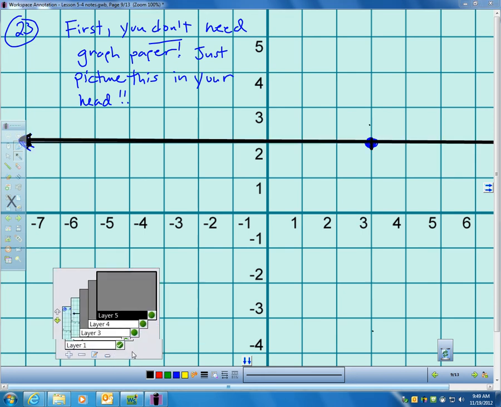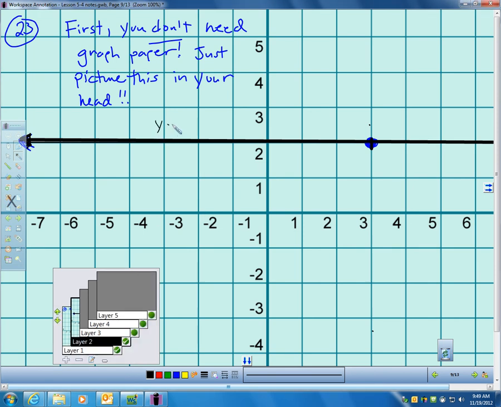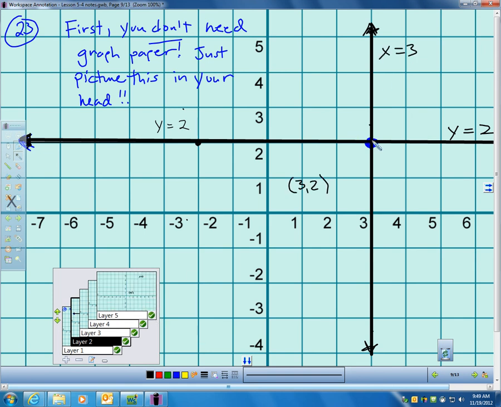Okay, the horizontal line passing through that point would be right here. Can you see it's y equals 2? The point is 2 units up. That's the line y equals 2. The vertical line going through this point would be 3 units to the right. That's x equals 3. It should be very easy for you to just picture in your head the equations for the vertical and horizontal lines through a given point.